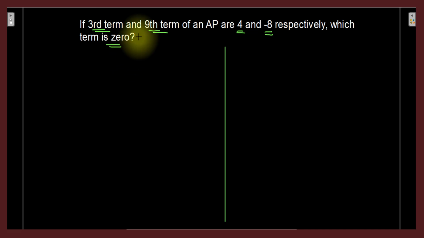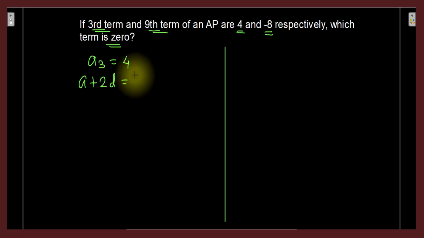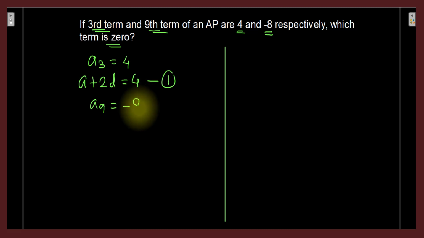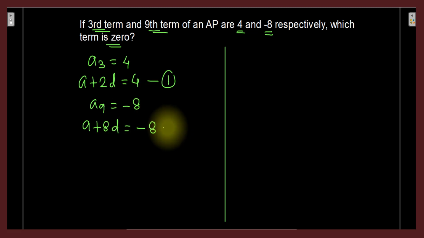Now here first we will solve the two equations you will get, and then we will find which term 0 will be. As given here, the third term is 4, that is A3 is equal to 4. So A3 is what? A plus 2D, which is equal to 4. Let this be equation number 1. Now the second thing given is that the ninth term is minus 8. A9 is given as minus 8. A9 is A plus 8D, which is equal to minus 8. So let this be equation number 2.